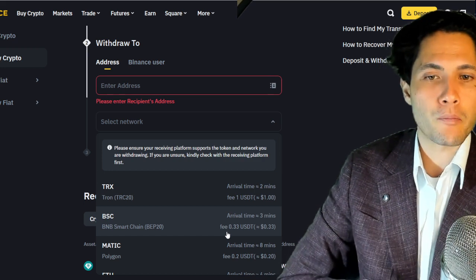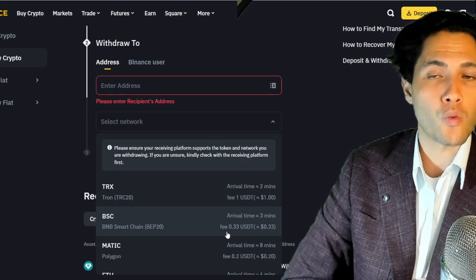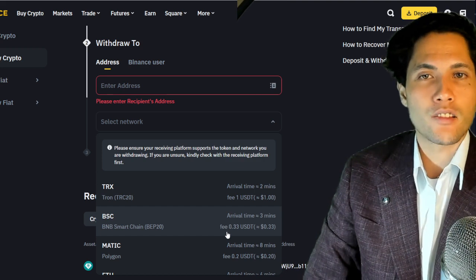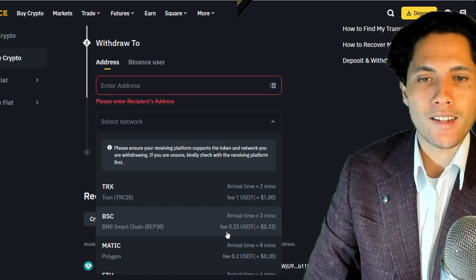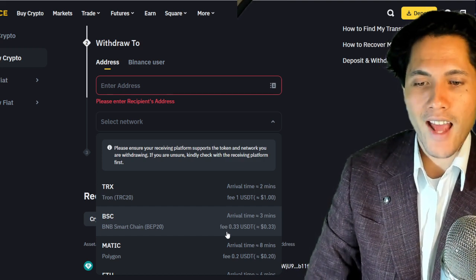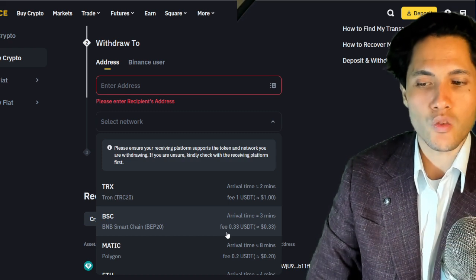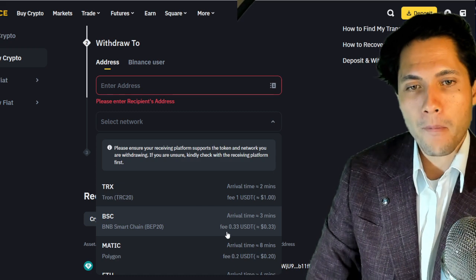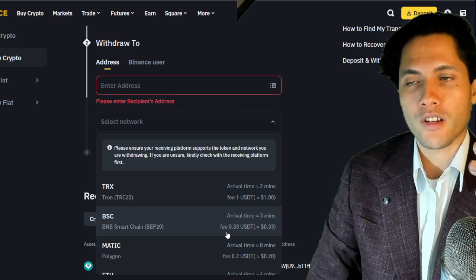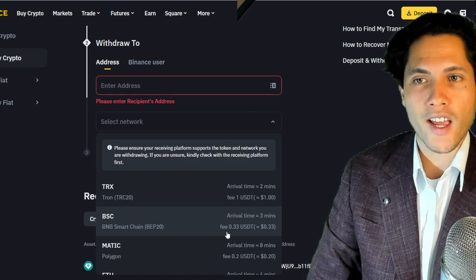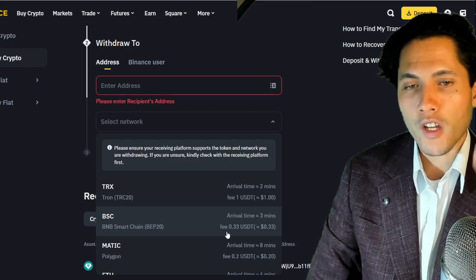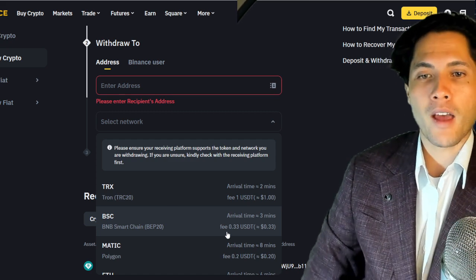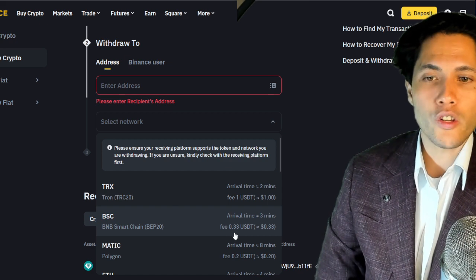The second one here is USDT BEP20. That's the Binance Smart Chain blockchain, and it only costs 33 cents, and it's also widely accepted as well. Not as much as USDT TRC20, but many people, especially if they're accepting the funds on an exchange, especially Binance, they're going to have no problem accepting USDT BEP20. And that's only going to be 33 cents.